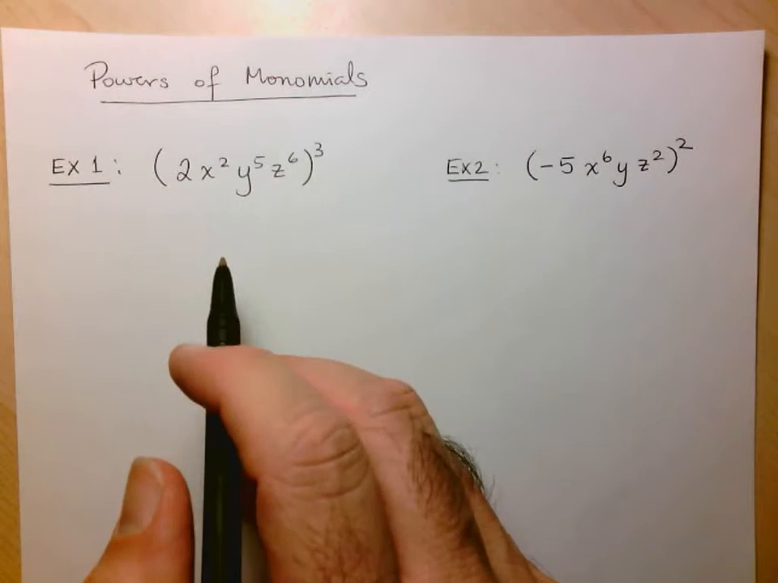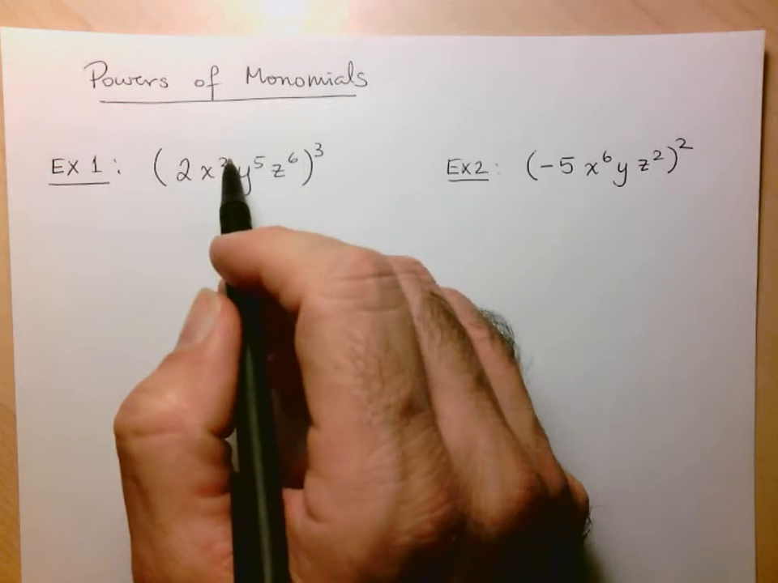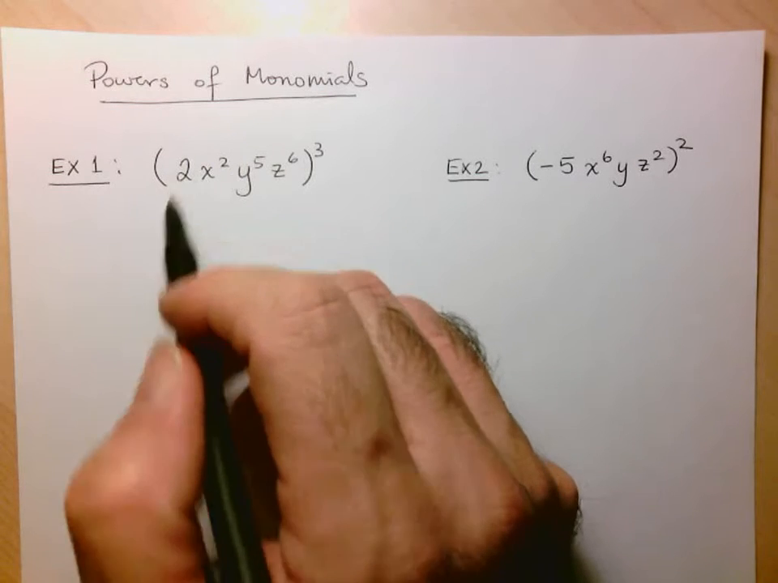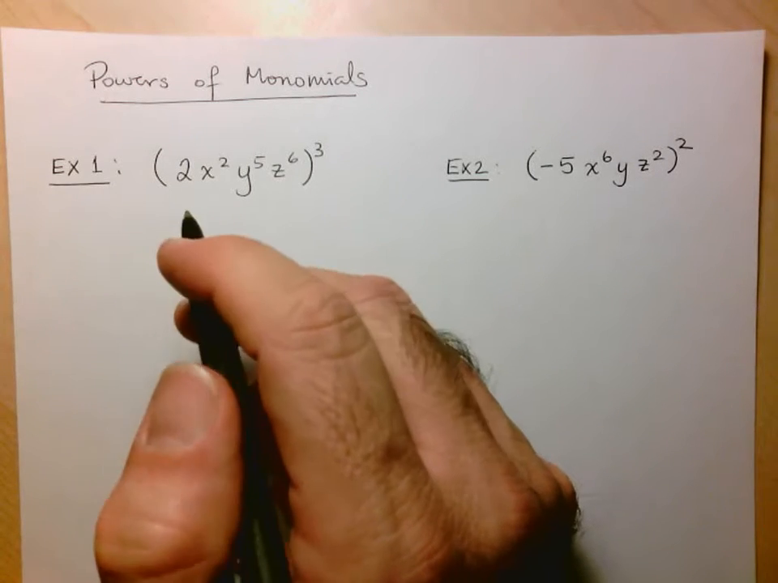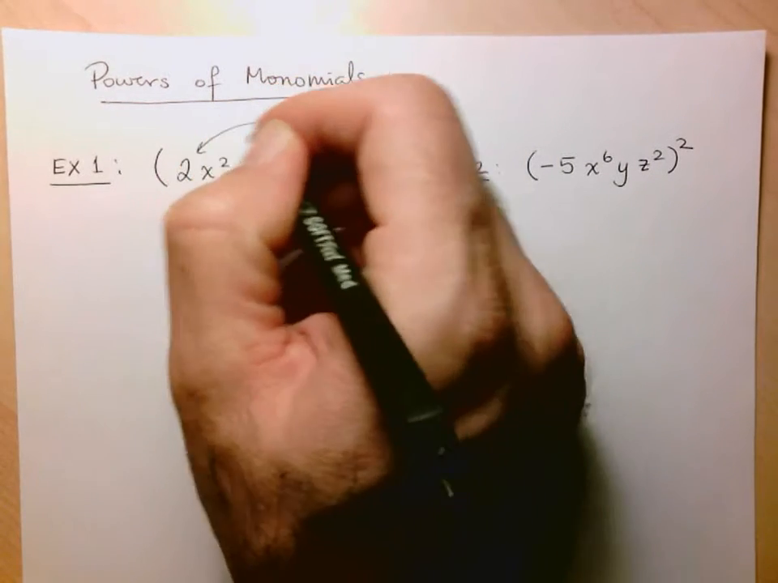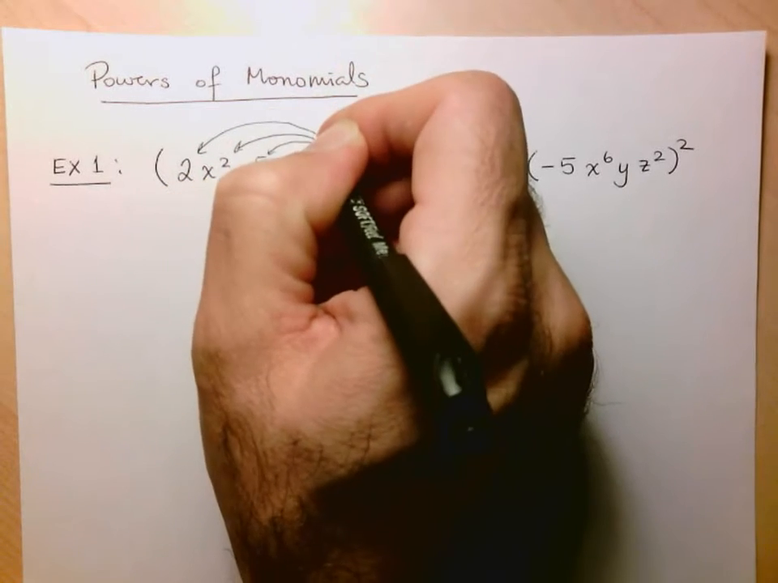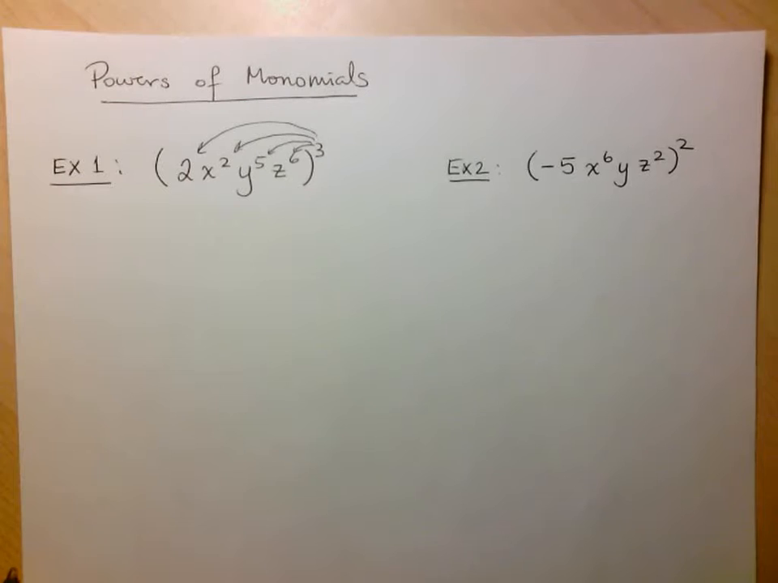Okay, so first thing to keep in mind is that this exponent applies to everything inside the bracket, all the powers and the coefficient. One way to represent that, especially at the start, is you can use arrows to represent that you're distributing that exponent to each part of the monomial.